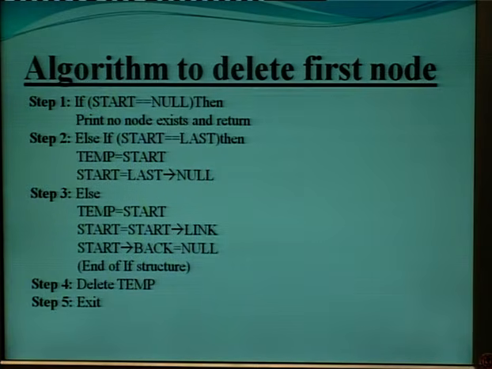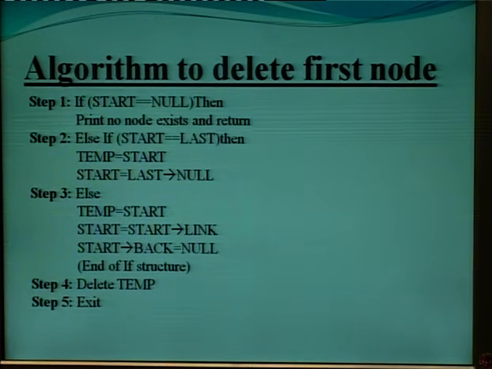if there is only one value, start pointer is equal to last pointer, then temp is equal to start. We assign the value of start to the temporary pointer temp, then start and last will be set to null. So basically if start is equal to last, then null is assigned to the start pointer, so if one node is there, that node is deleted. If there is more than one node, meaning start is not equal to last, then we move to step 3, that is else.